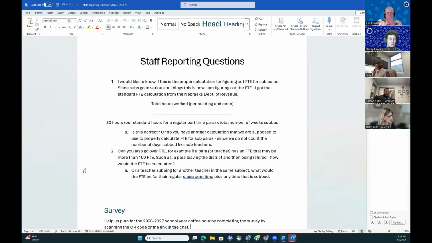You can do that for staff members who have left the district before the end of the school year, and you can do that for changes of role assignments. Those are the two scenarios I can think of right now, but that's how you would handle it. So they would never have an FTE over 100.